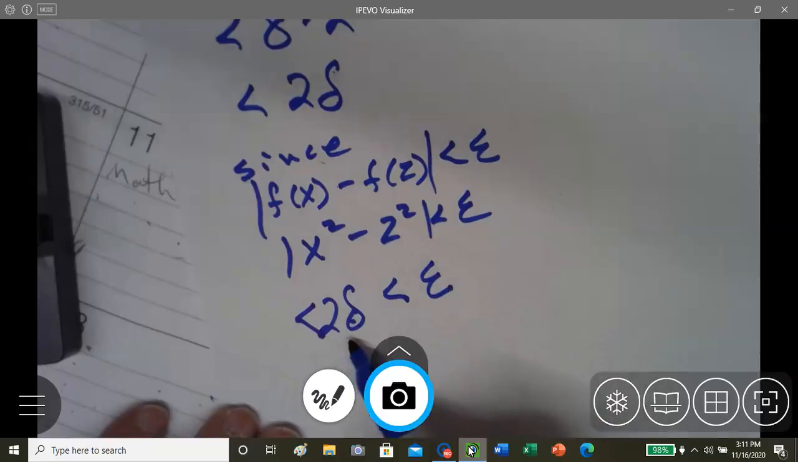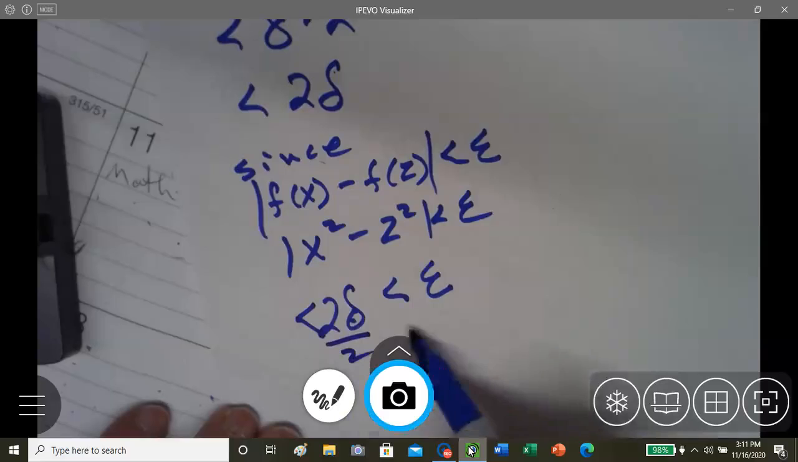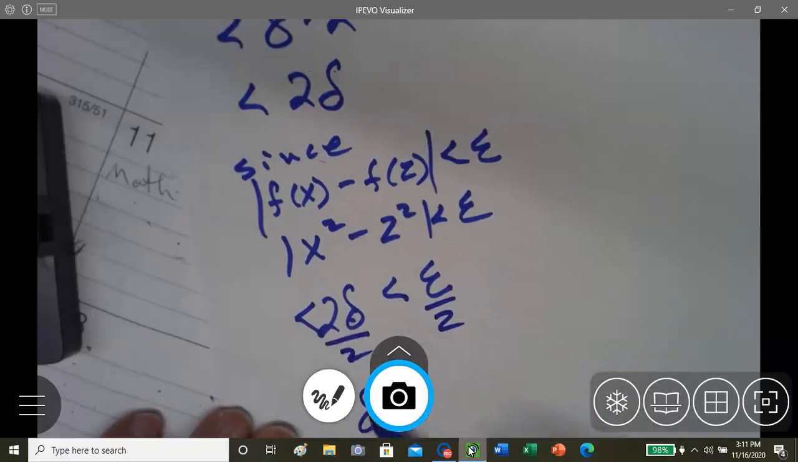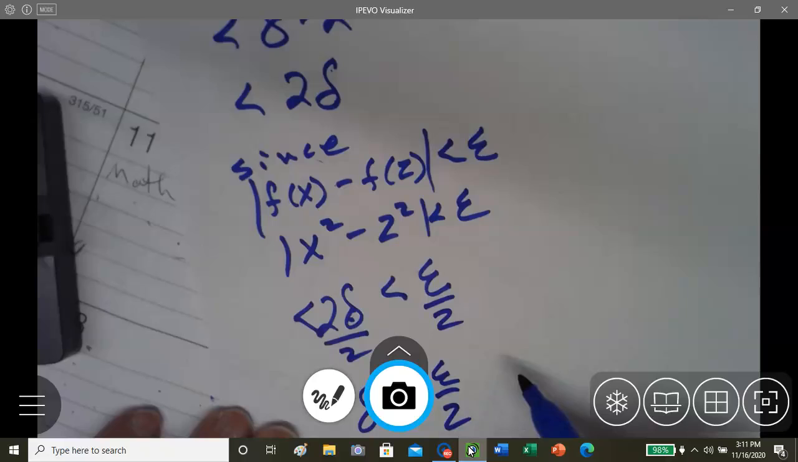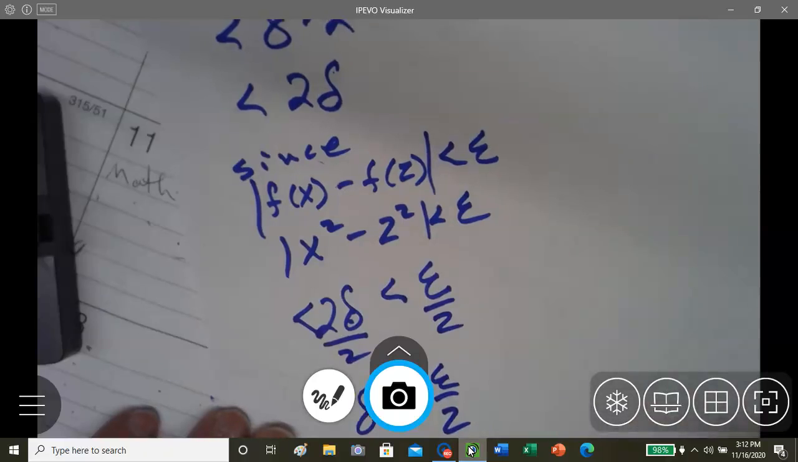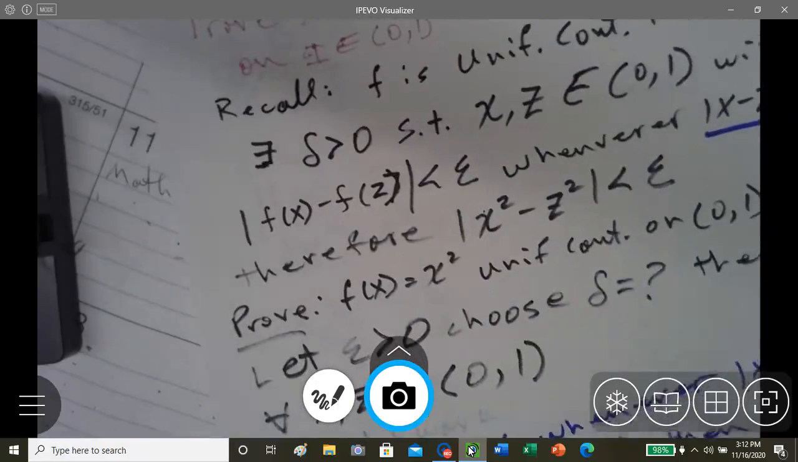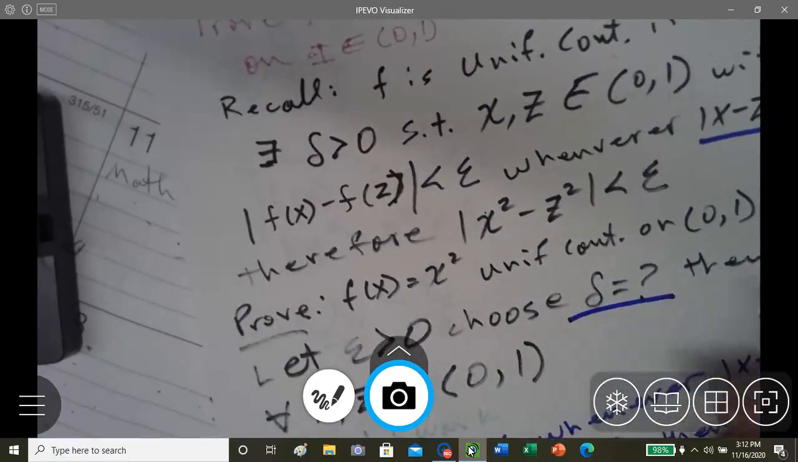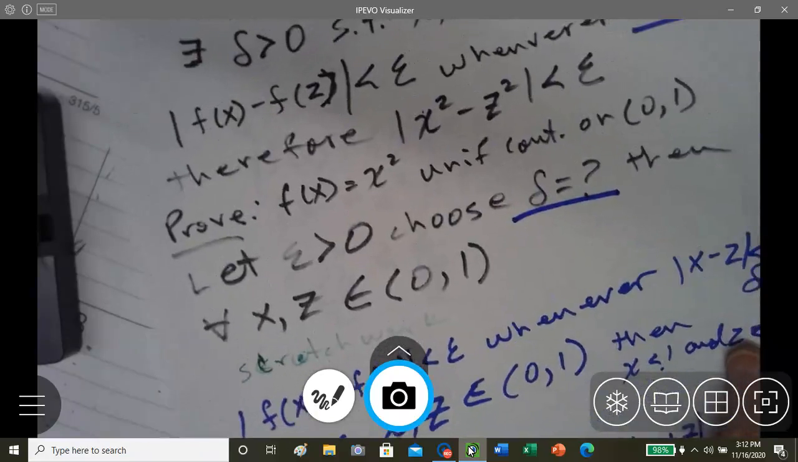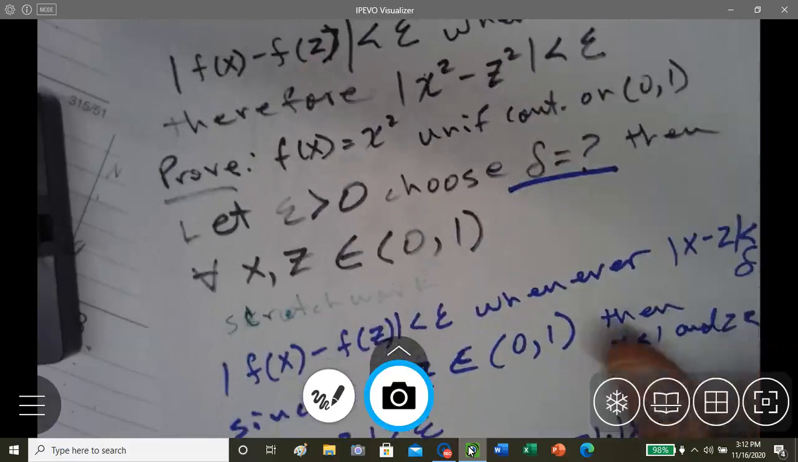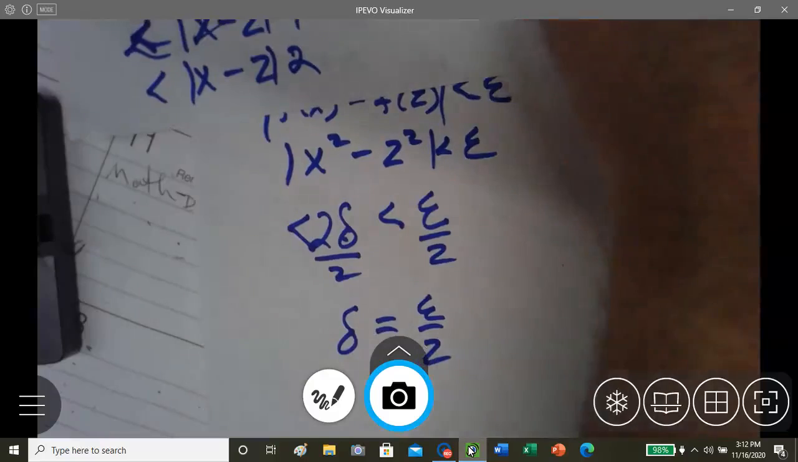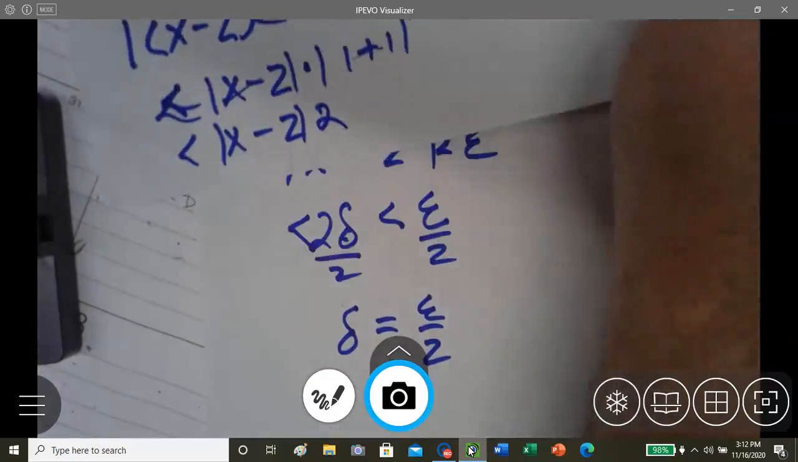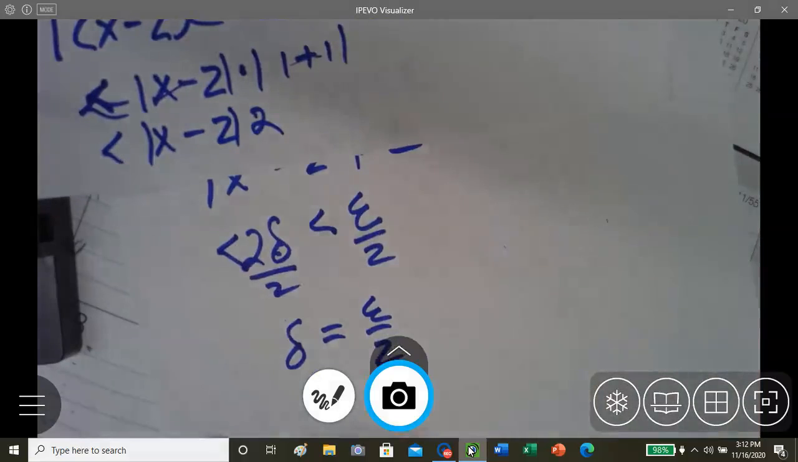So if we divide both sides by 2, we get delta. We can say, all right, delta is equivalent to epsilon over 2. So now we can go back and start our proof and put that into here. Delta equals epsilon over 2. So going back to where we started from, now we can write up our formal proof.